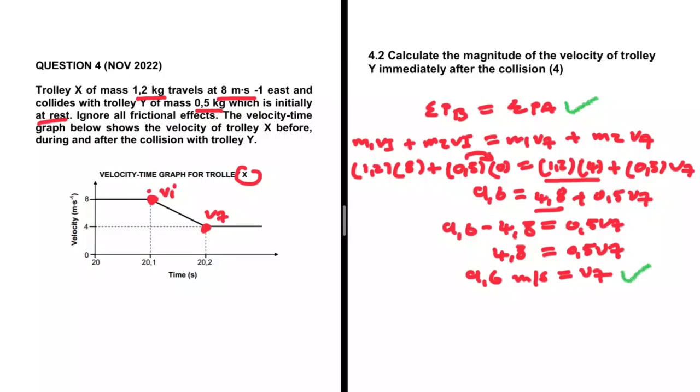There is a mark for this step and a mark for this step, making a total of 4 marks. So, ladies and gentlemen, this is how we apply the conservation of linear momentum. This is how we do it. Let's move to the question that follows.